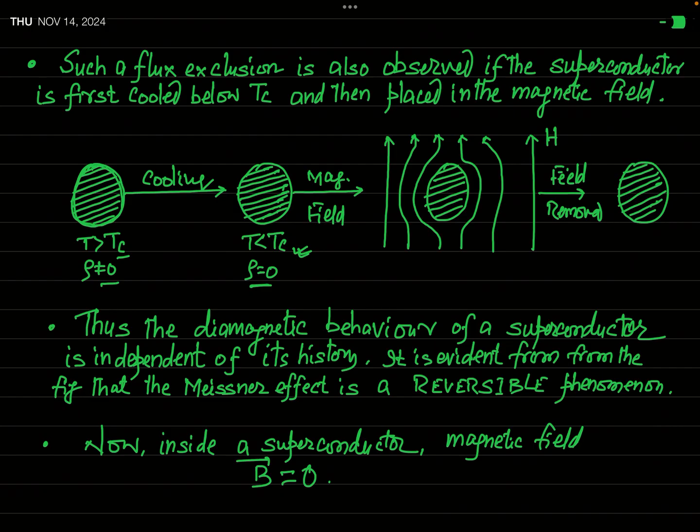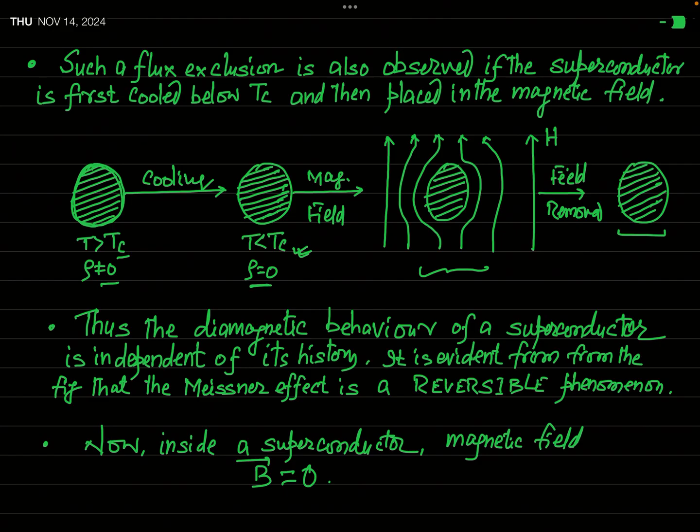And then it is again seen in the experiment that no magnetic lines of force pass through this material, as you can see in this figure. So again, this material is behaving just like a perfect diamagnet. And when the magnetic field is again switched off, removed, then this material becomes just like a superconductor if its temperature is maintained less than Tc.